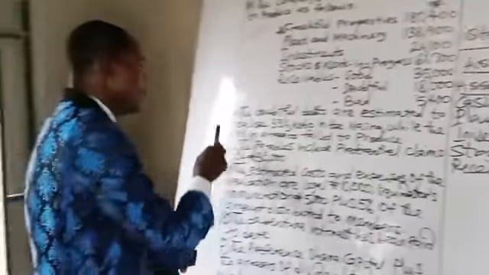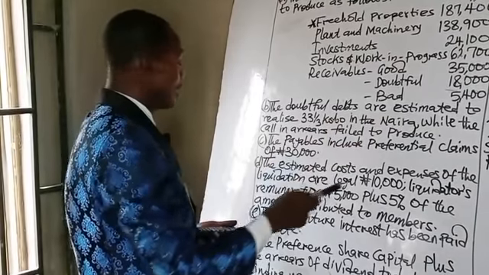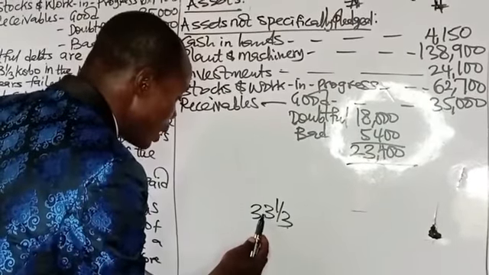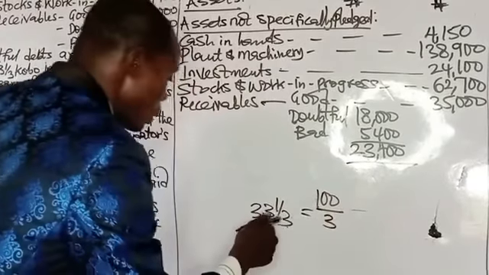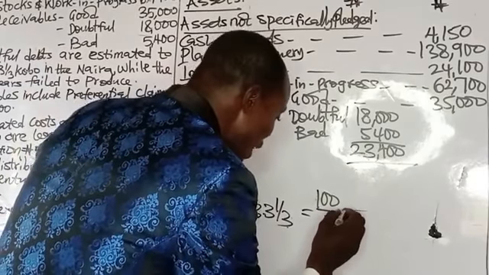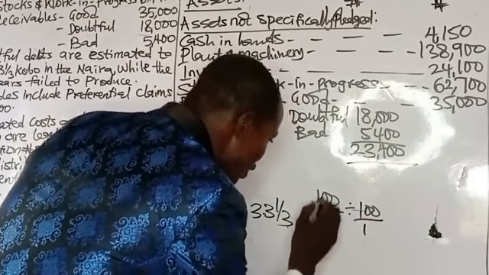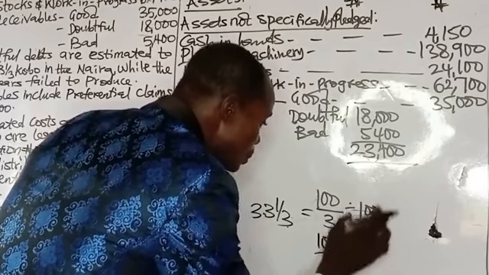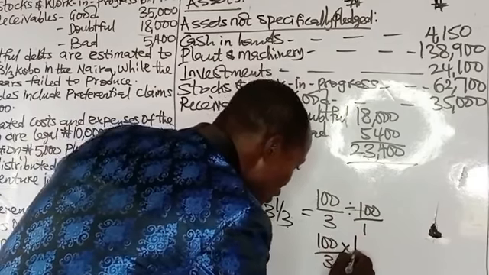Back to the question. Note B. The doubtful debts are estimated to realize 33 1/3 kobo in the naira. If you can realize 33 1/3, convert this to a fraction. 3 times 33 is 99, plus 1, that is 100. So 100/3. It is in kobo, so you want to convert it to naira. 100 kobo make 1 naira, so you divide it by 100. Division shifts to multiplication, so you use the reciprocal of 100/1, which is 1/100.